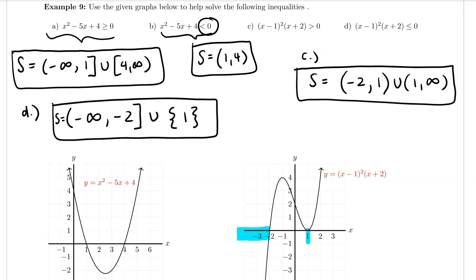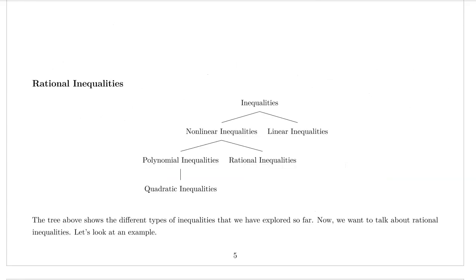That concludes example 9. Here's a quick tree that we've kind of broken down into when we've been talking about inequalities. In this section, we've been talking about nonlinear inequalities, and so far we have talked about polynomial inequalities and more specifically quadratic inequalities, although we did see an example of a cubic inequality. Now we're going to start talking about rational inequalities.